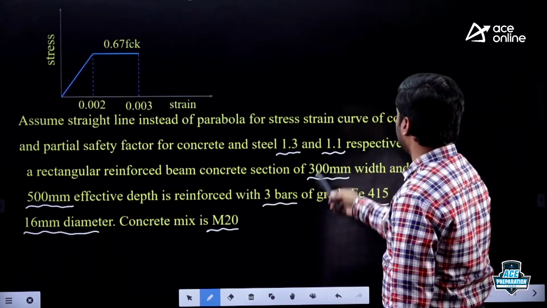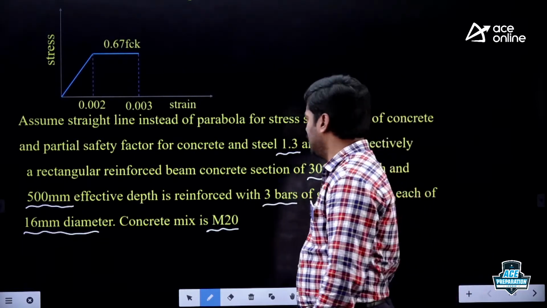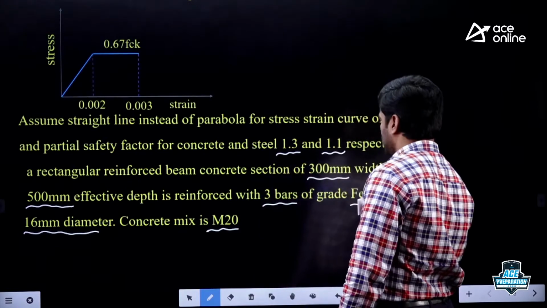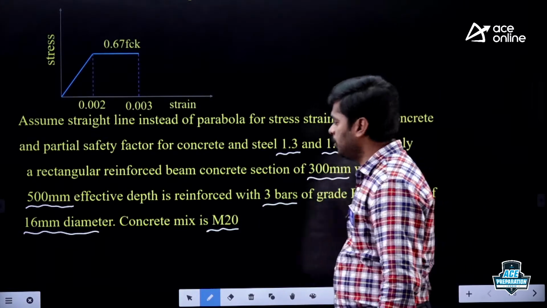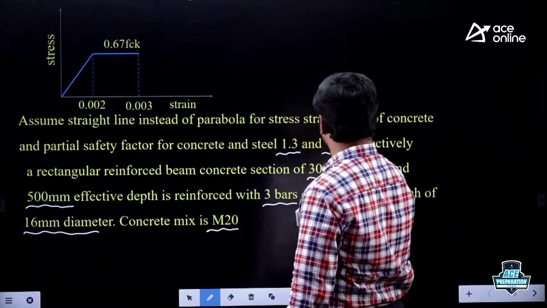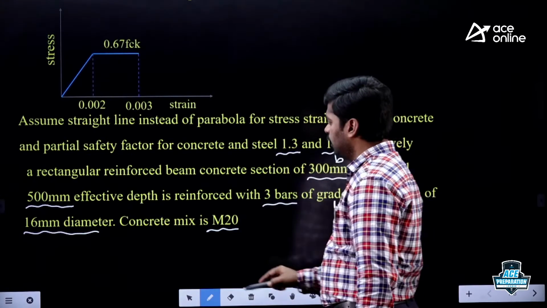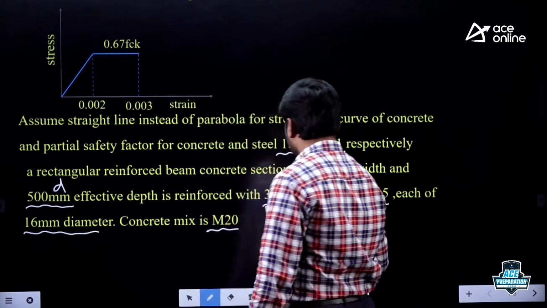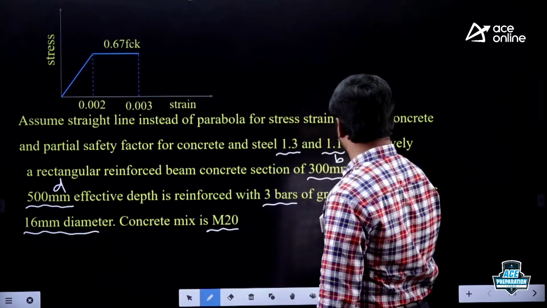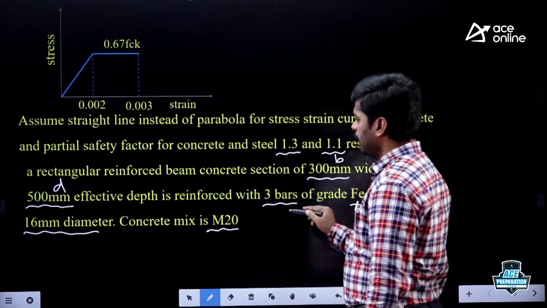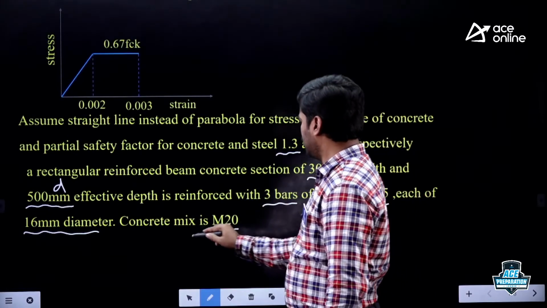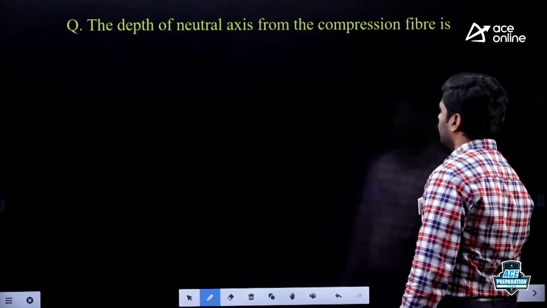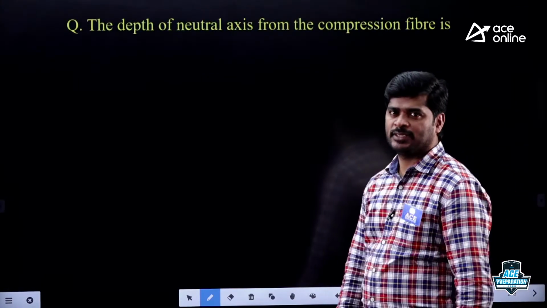Partial safety factors are given for concrete as well as for steel. A rectangular reinforced concrete section, 300 mm width, B given that 300 mm, and 500 mm effective depth, small d, is reinforced with 3 bars of Fe415 grade steel and 16 mm diameter. Concrete mix is given M20. Question is the depth of neutral axis.